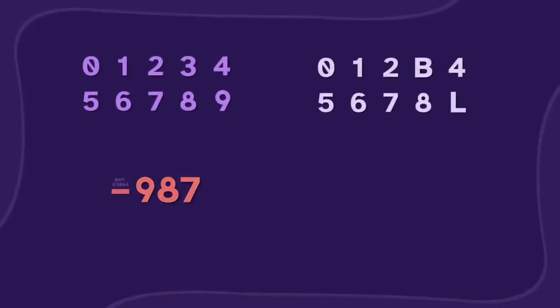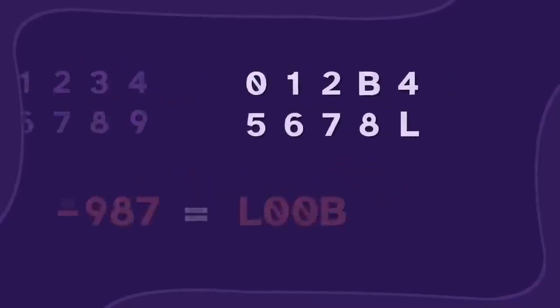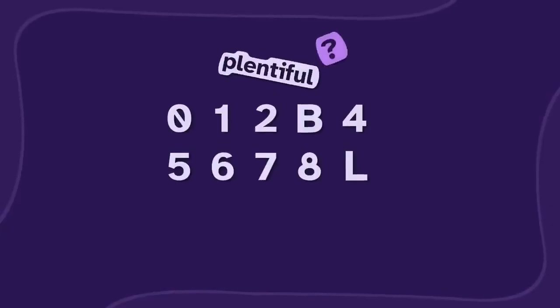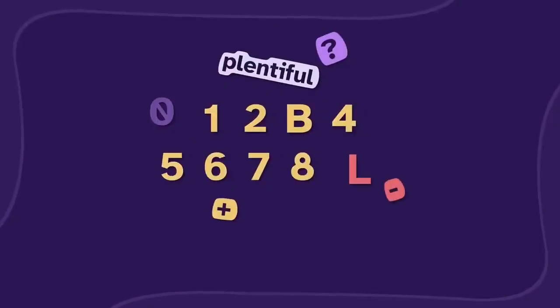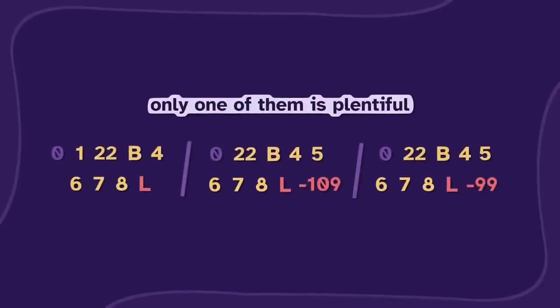But our new set of digits doesn't need anything extra. We can write this as -1000 13. And so we'll say this set is plentiful. It can write every integer. But what makes it plentiful? It needs to have both positive and negative digits, but that alone is not enough. Each of these sets has a mix of positive and negative, but only one of them is plentiful. Can you tell which one?